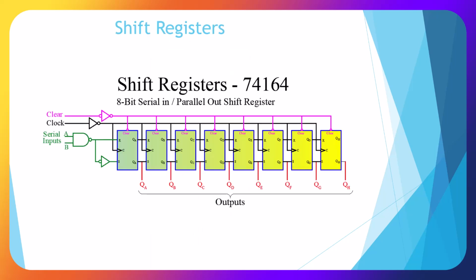Here's an IC shift register, the 74164, which is an 8-bit serial in and parallel out. So we could clear it. Here's our clock signal. So we have serial inputs that we need both at the same time to be 1s, and we could transfer information in, and our outputs would come out in parallel. So it's serial in, parallel out.